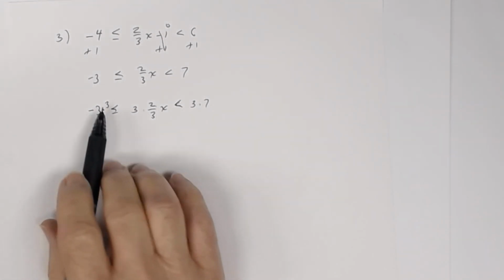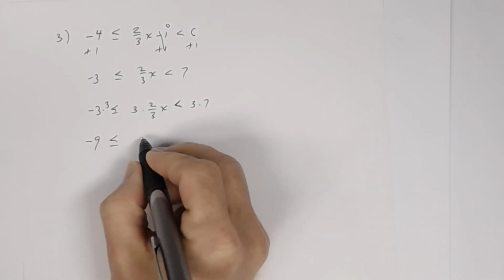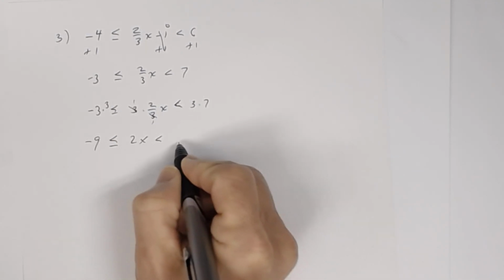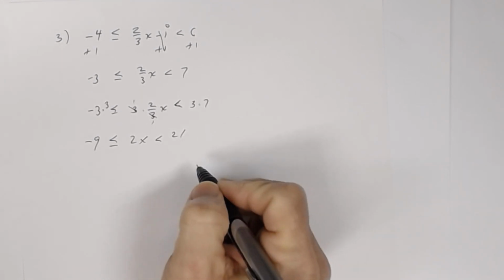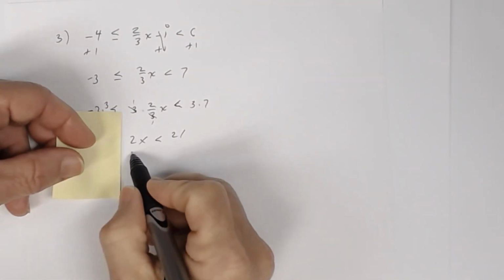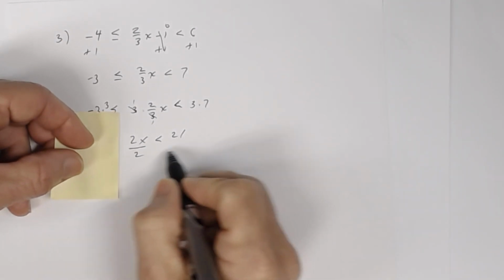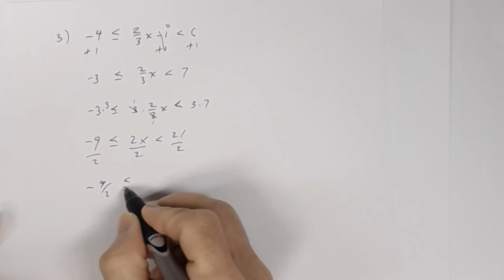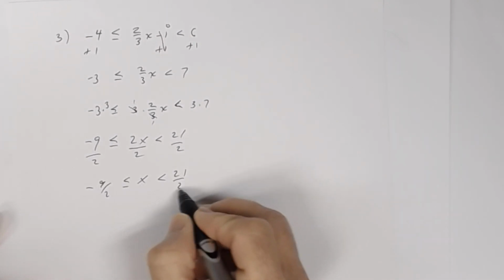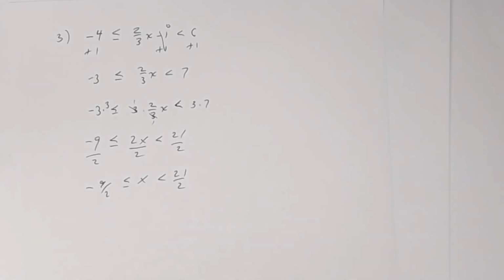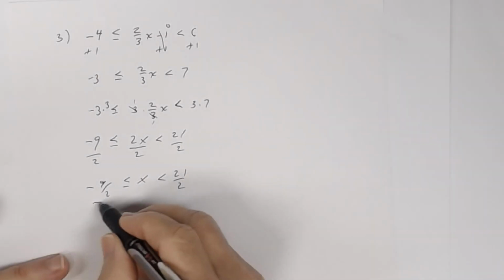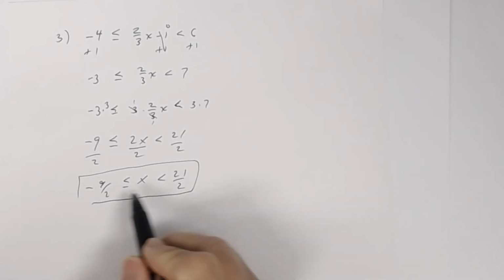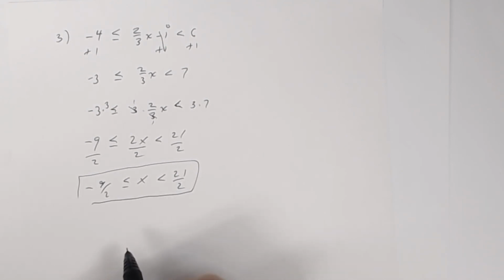So negative 3 times 3 is a negative 9 is less than or equal to, these 3's divide out, and you're left with 2x is less than, and then 3 times 7 is 21. And then all you do now, just like you did before, to get x by itself, you can divide all parts by 2, and so you get negative 9 halves is less than or equal to x is less than 21 halves. Okay? All right. So there's your solution set in terms of an inequality. So all my solutions are between these two numbers, negative 9 halves and 21 halves.